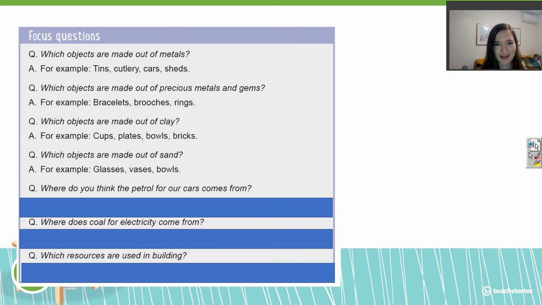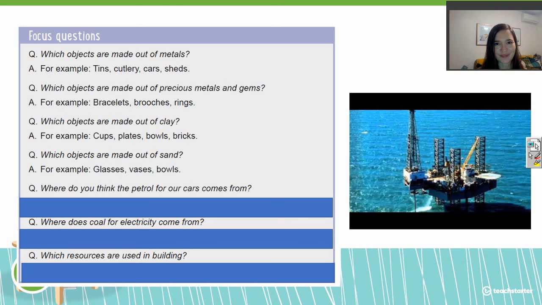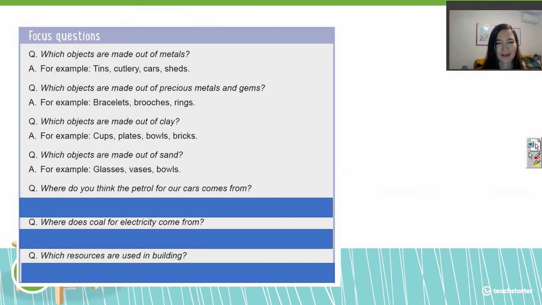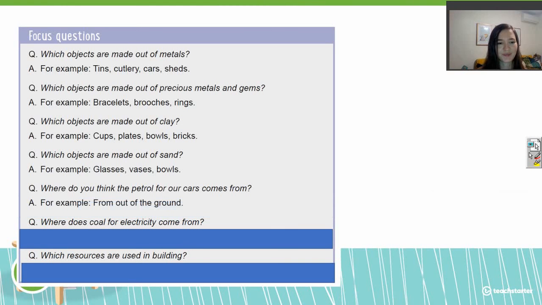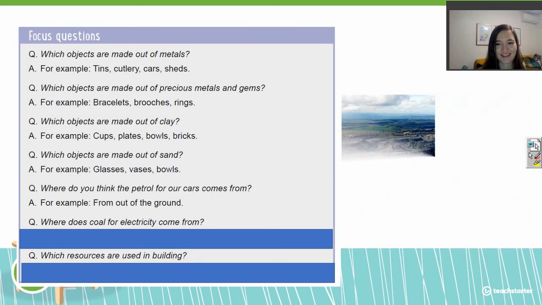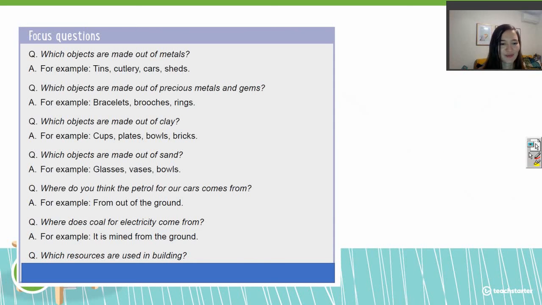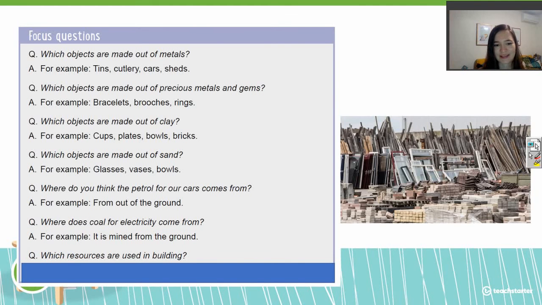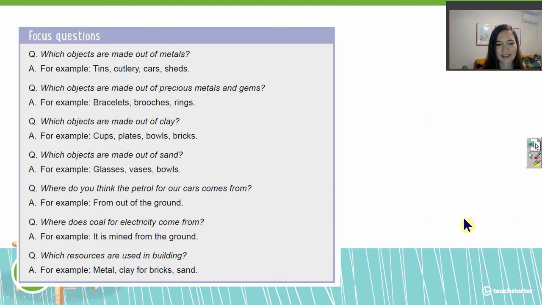Where do you think the petrol for our cars comes from? Does it come from space? No, it comes from out of the ground. Here's another one. Where does coal for electricity come from? Little clue there for you. So there's another one that comes from the ground. And which resources are used in building? So we would use metal, clay for bricks, sand, we'd use that for glass.